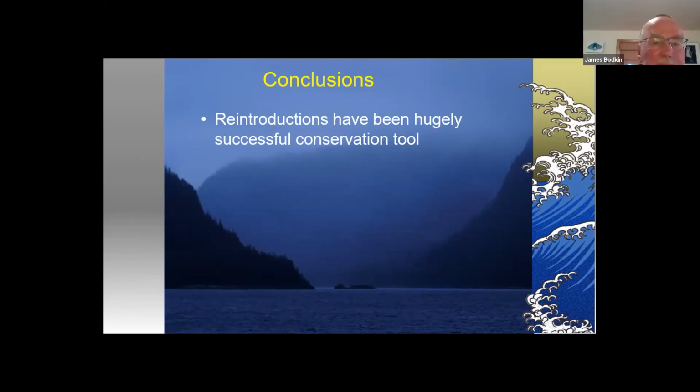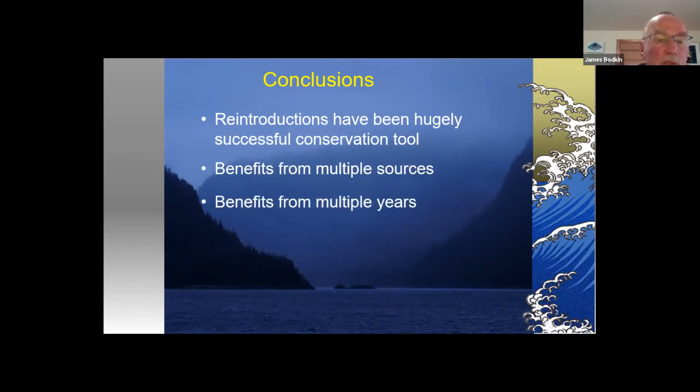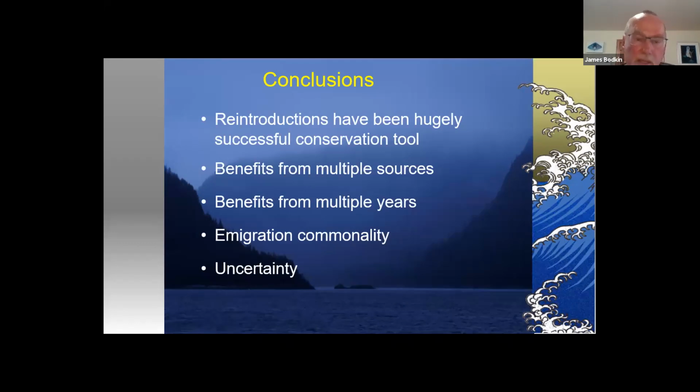Okay. Thanks. Reintroductions have been hugely successful as a conservation tool. A large fraction of today's populations are a result. There are benefits from multiple sources and benefits from multiple years. Emigration is a commonality, and uncertainty is a concern. But despite that uncertainty, clearly, history supports that given the will, you can be successful in helping to restore Oregon's nearshore ecosystem through reintroducing sea otters.